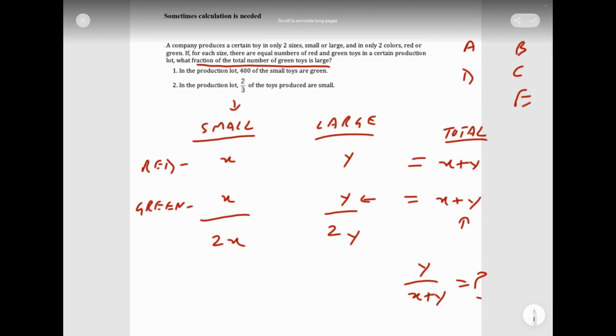In this case, of course, statement 1 is of no use. In the production lot, 400 of the small toys are green. That just tells you the value of X. From there, I can't infer anything about Y. So that is not going to be sufficient. And not only is it not going to be sufficient, but if you've paid attention to all that I've taught so far, you know most likely that will not even be required to get to the answer. The answer will either be B or it will be E.